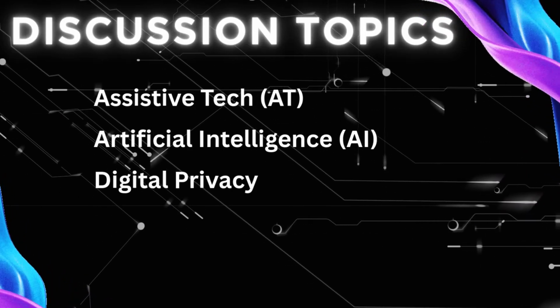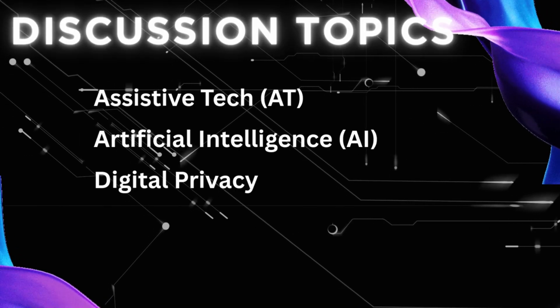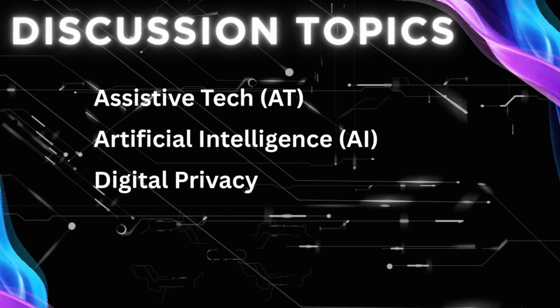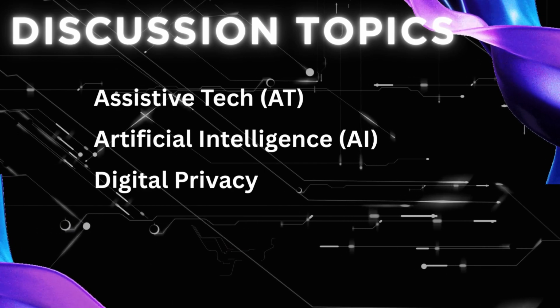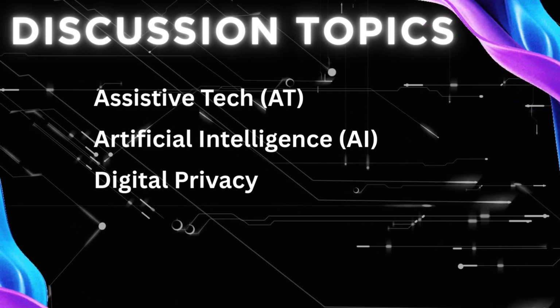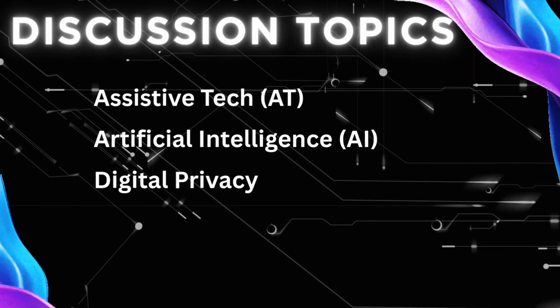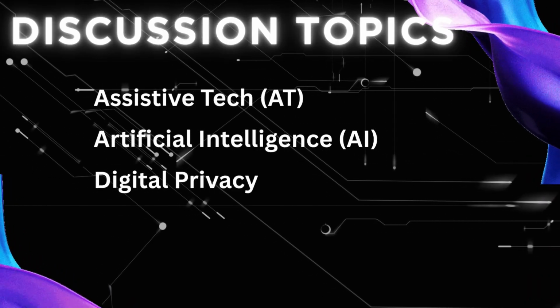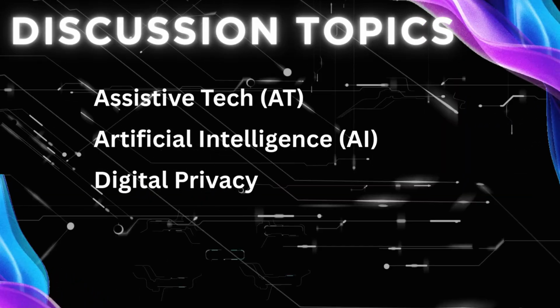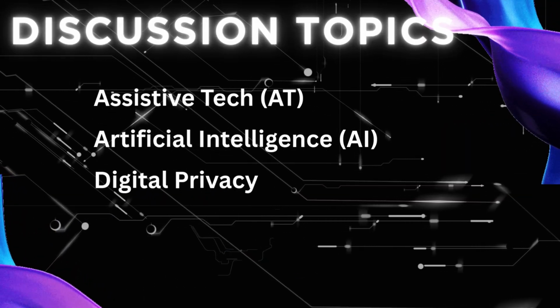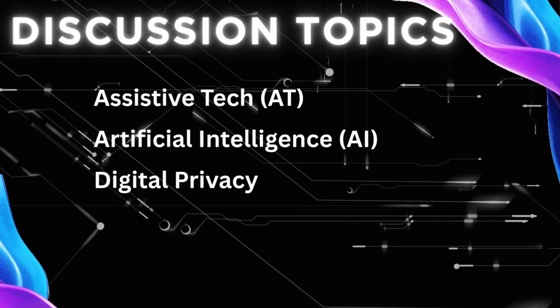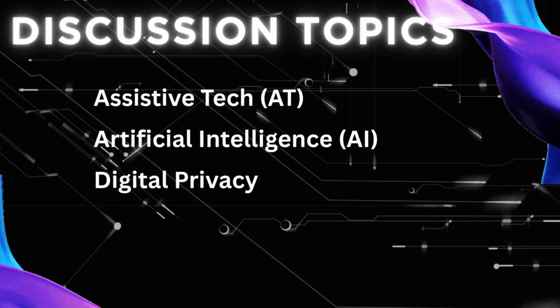First, we will talk about assistive technology, which is commonly referred to as AT. Then we will move into artificial intelligence, or AI, and then we will conclude with information about digital privacy. Don't forget, along with the video, you will also find a resource guide located at the website or QR code at the end of the video, with lots of information and tools for parents and caregivers that can be helpful.